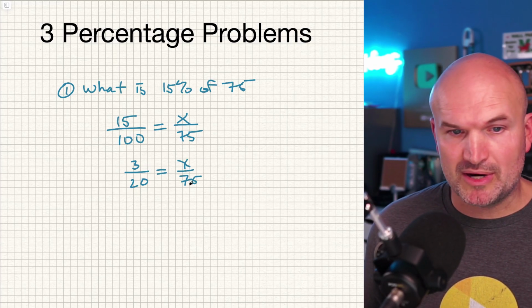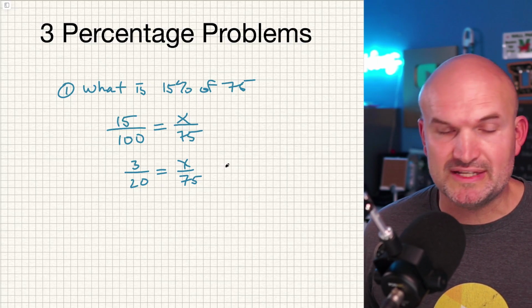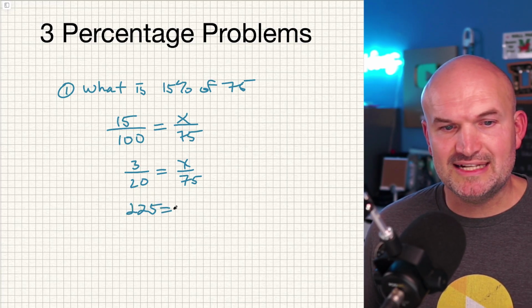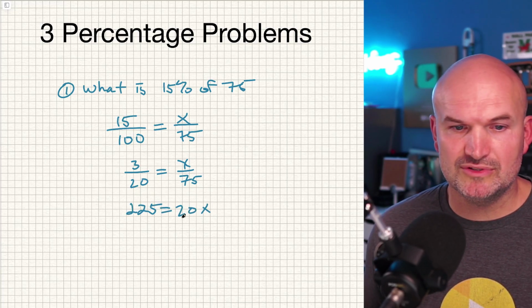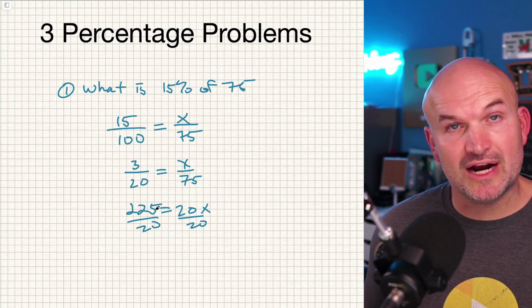Now I can apply the cross product, so I can multiply 75 times 3. 75 times 2 is 150, plus another 75 is going to be 225, and that's going to equal 20x. Now just divide by 20 on both sides, and I need to figure out what that is.